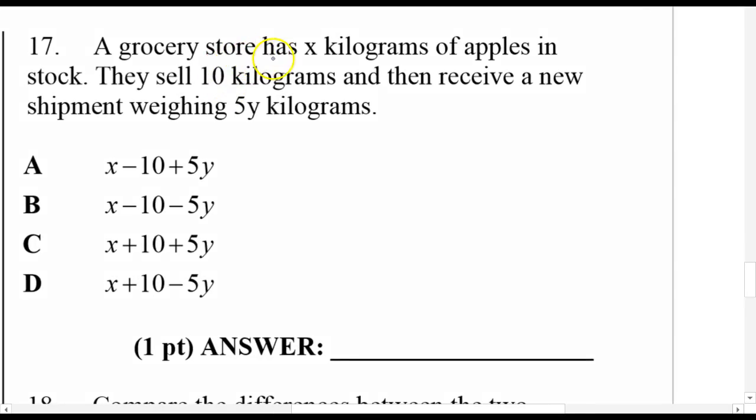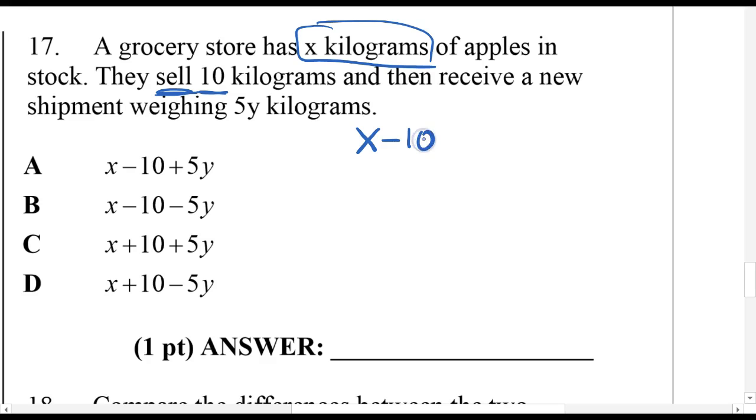A grocery store has x kilograms of apples. So first of all, this just means x means we don't know. We don't know what it is. Has x kilograms of apples in stock. They sell, so that means we have less now. We're losing some, meaning we're subtracting 10. Okay, so let's say the store started with x, then they sell 10 kilograms. So now they have 10 less.